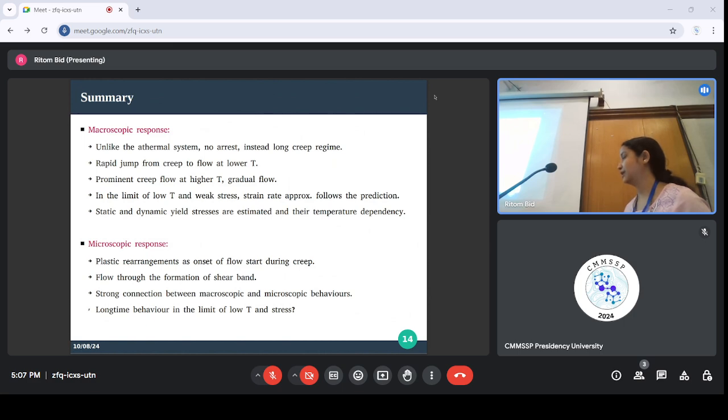But the main question still remains: in the limit of low temperature and stress, what will be the actual behavior in the long time, whether it creeps forever or even after infinite time it eventually flows. So that still remains a question here.